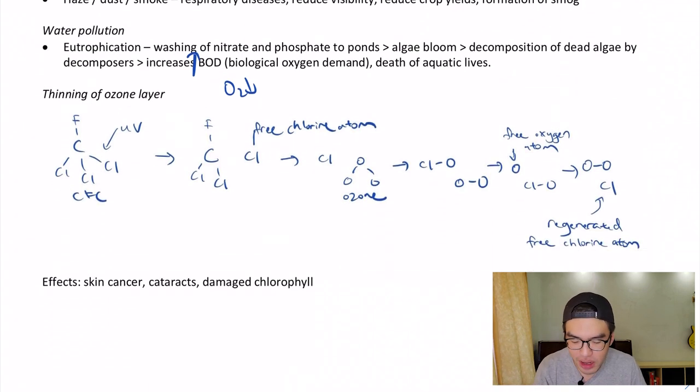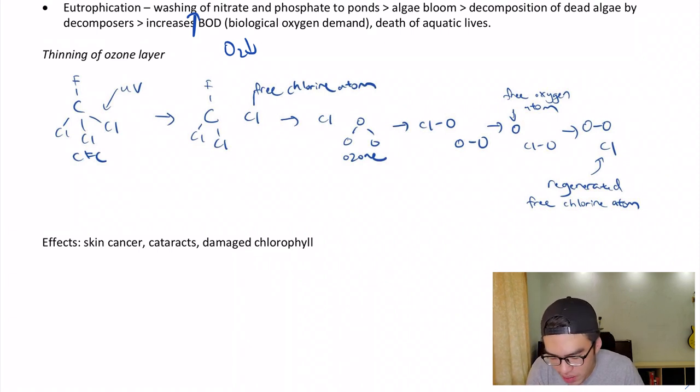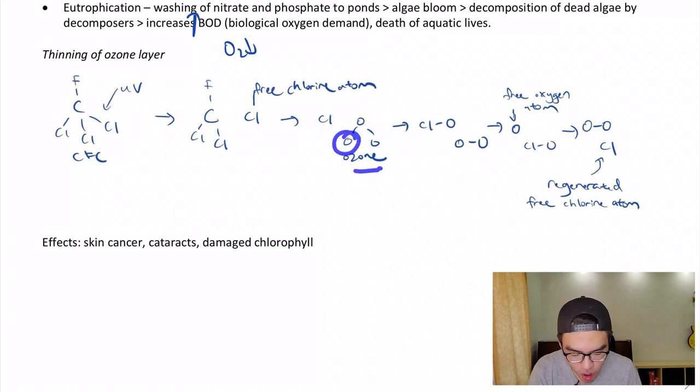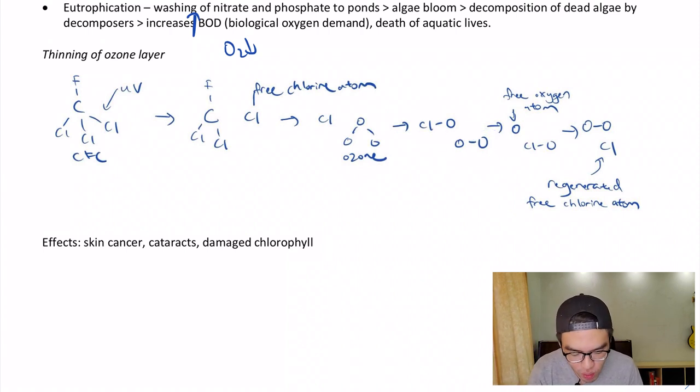Okay, moving on. You have your thinning of the ozone layer. This is very tricky stuff, a bit related to your chemistry. You have something called CFC. When UV shines onto them, they will release a free chlorine atom. The free chlorine atom will go and attack the ozone, combining with ozone to form chlorine monoxide and oxygen. This O2 doesn't block UV anymore, so we have no more ozone.